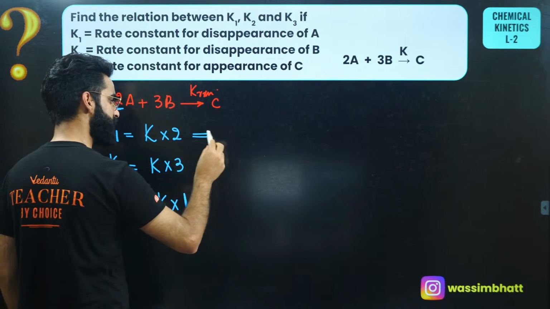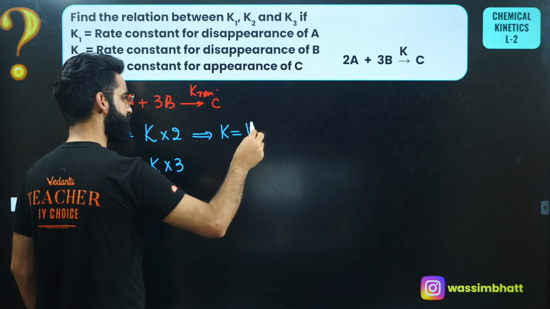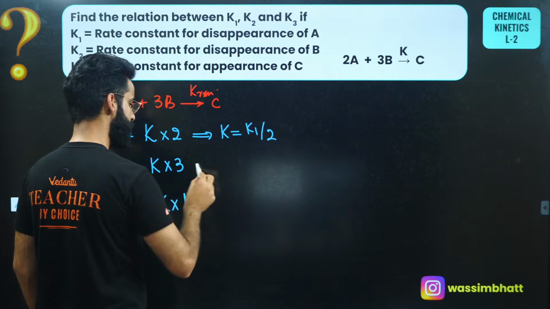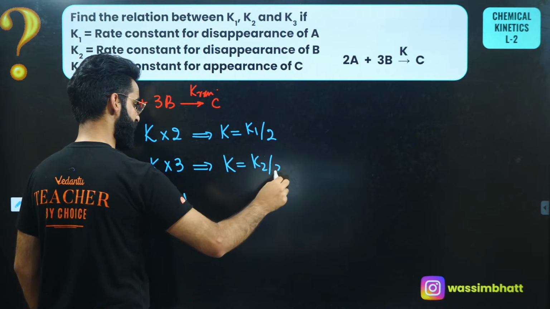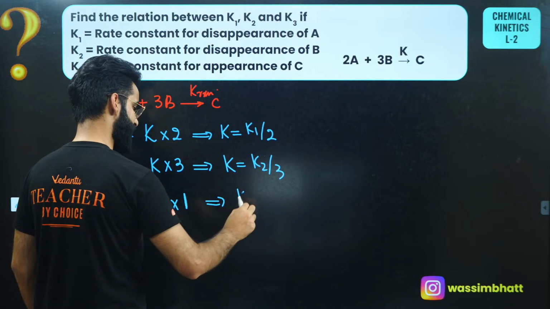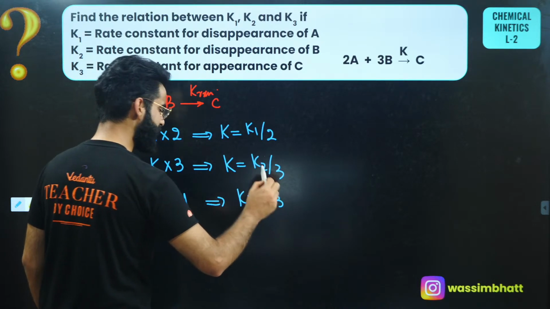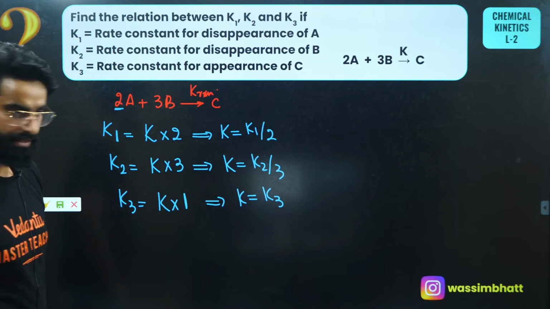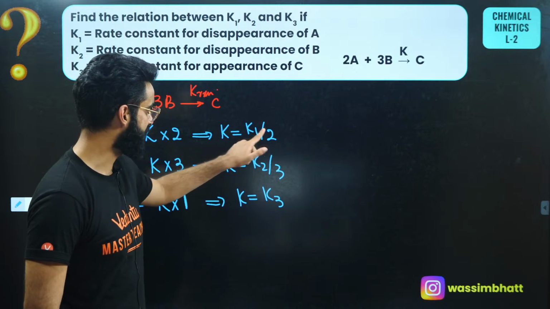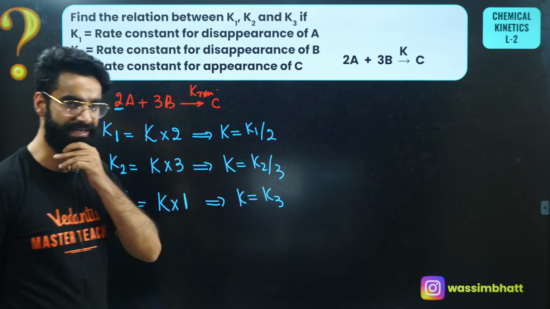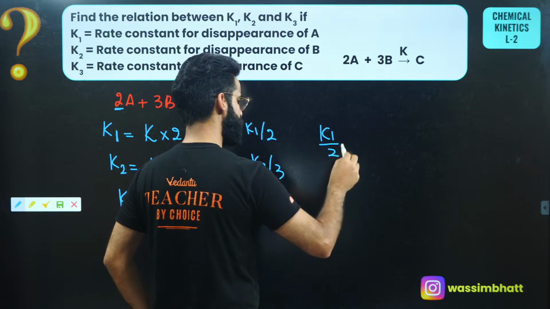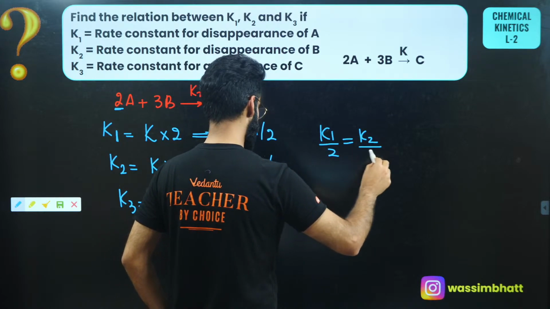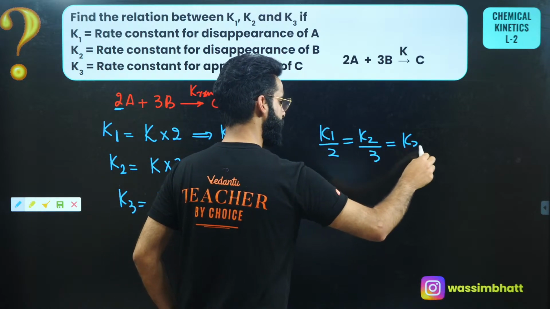So from the first equation, can I get the value of K? K is simply going to be equal to K1 divided by 2. From the second equation, I can get the value of K, which is simply going to be equal to K2 divided by 3. From the third equation, I can get the value of K, which is simply going to be equal to K3. So I got to know K is equal to K1 by 2, K is equal to K2 by 3, K is equal to K3, right? If I compare all these three, I can clearly say K1 divided by 2 is equal to K2 divided by 3, which is equal to K3, right?